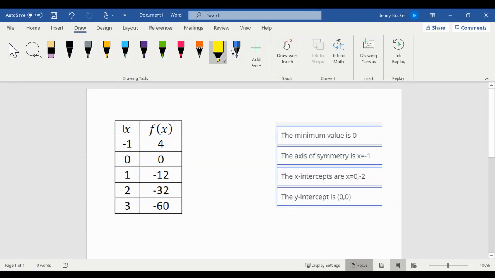In this problem, we are asked to determine which statements are true. Let's take a look at our table. Our x values are increasing by 1. Let's look at our f of x values.